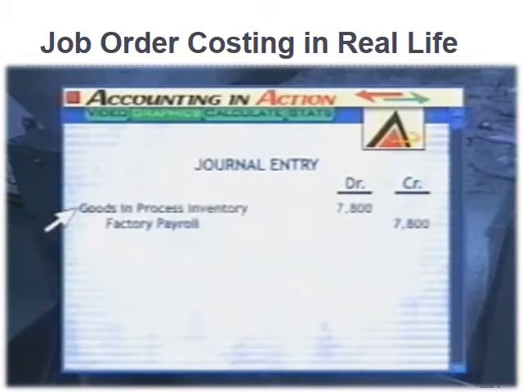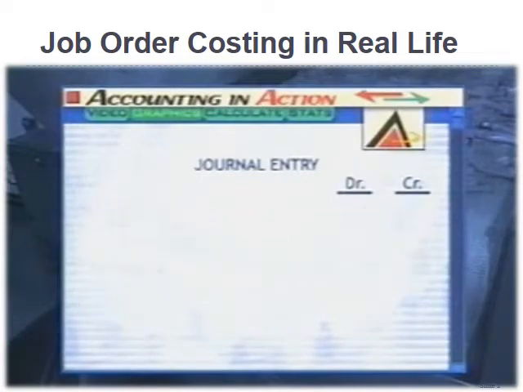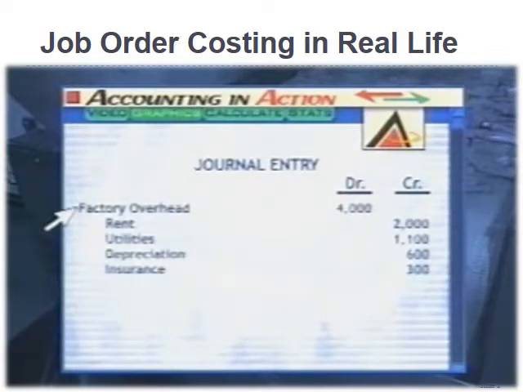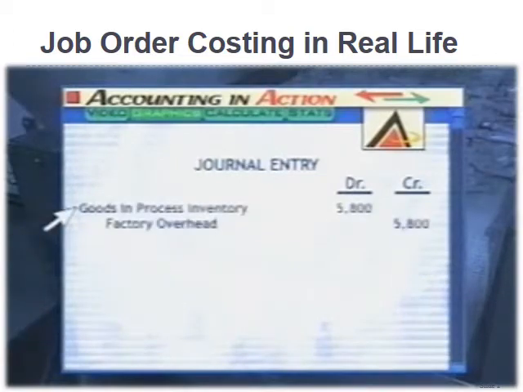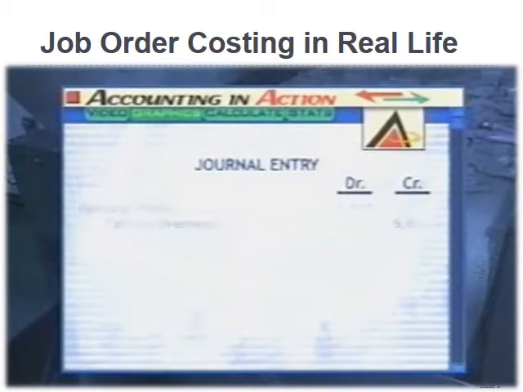Goods in process inventory is increased for direct labor costs transferred from the factory payroll account. Factory overhead is increased for indirect labor costs transferred from the factory payroll account. Factory overhead is also increased for other actual overhead expenses by transferring these costs from related accounts. Goods in process inventory is increased for factory overhead costs.